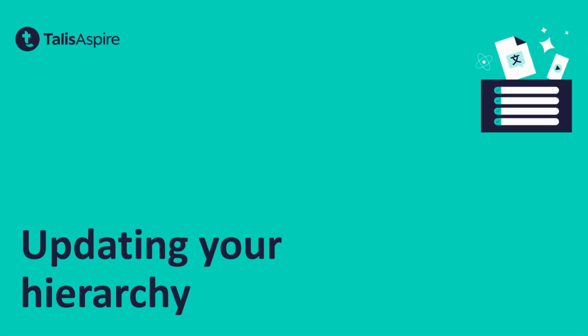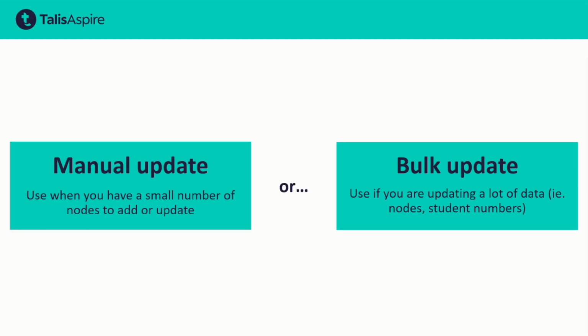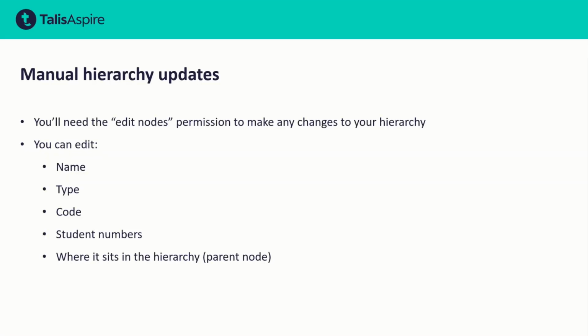Let's chat then about updating your hierarchy. Now, I mentioned that there are two different ways to do this. The first is the manual update. That's most useful when you have a small number of nodes to add or update. It's very targeted and will allow you to add one at a time. The bulk update is useful if you are updating a lot of data. For example, if you want to update student numbers across the institution, if you want to add a whole host of nodes or change those nodes' parent association. We'll start off by looking at manual hierarchy updates.